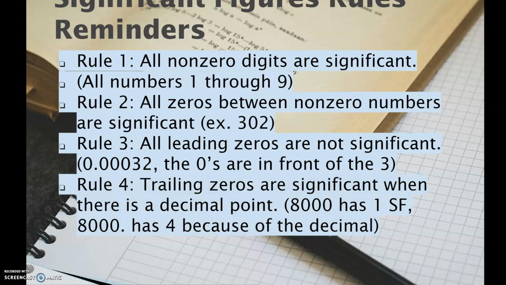Lastly, rule number 4, trailing zeros are significant only when there's a decimal point. So the number 8,000 has 1 significant figure. 8,000 with a decimal point has 4.